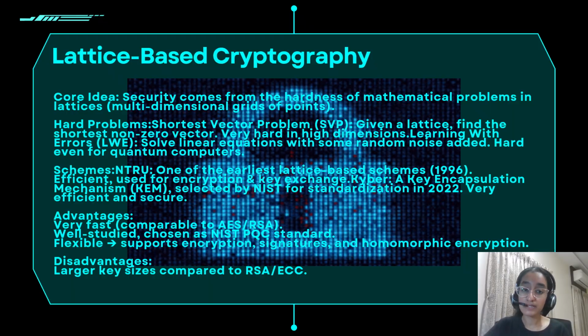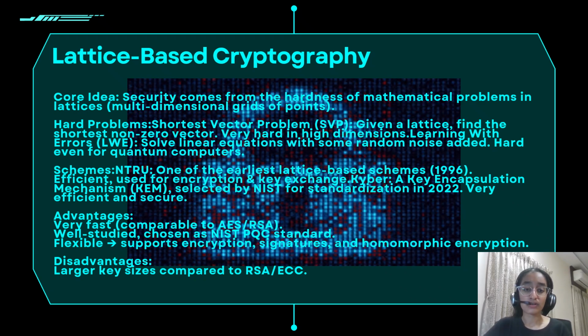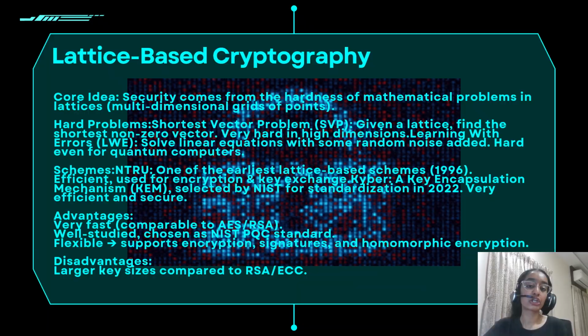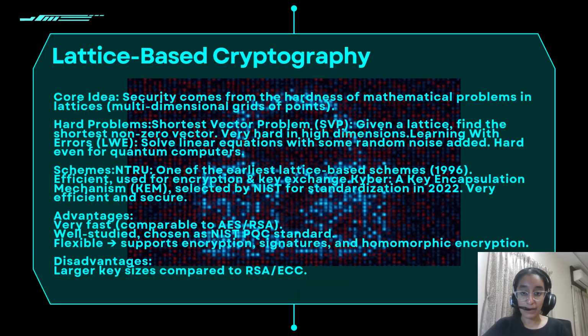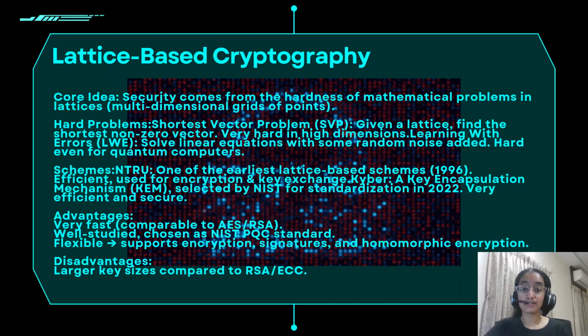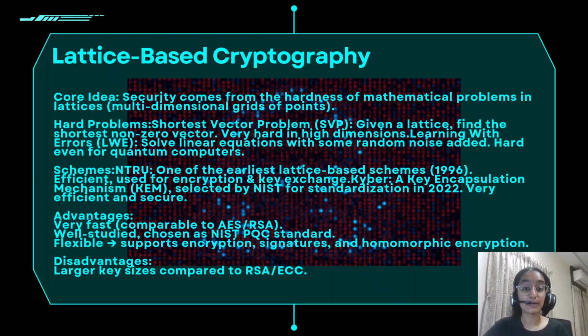And the hard problems are two important problems on lattices. First is the shortest vector problem. Imagine just standing in a huge grid of points. You need to find the shortest path to a non-zero point. In high dimensions, this becomes extremely hard. Second is learning with errors.